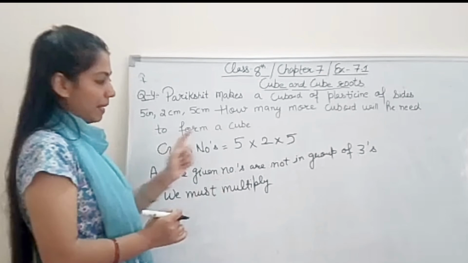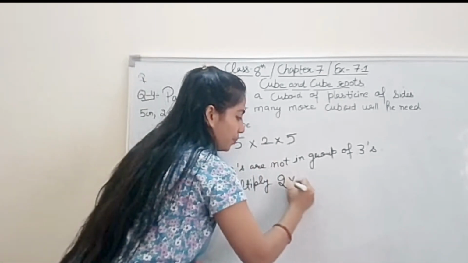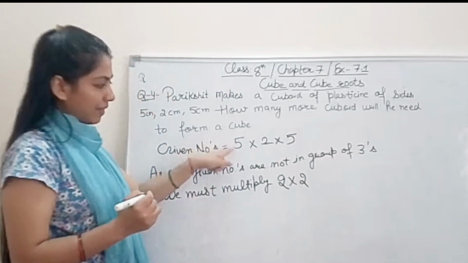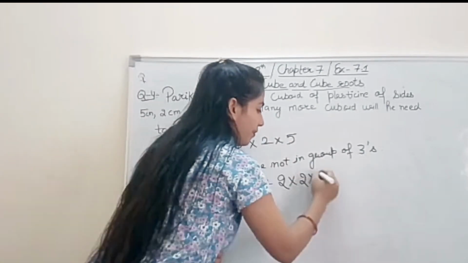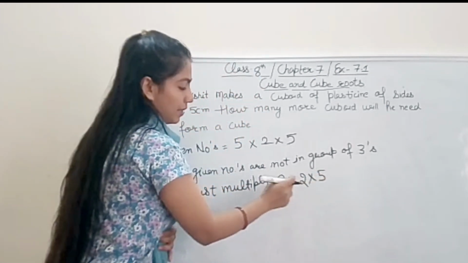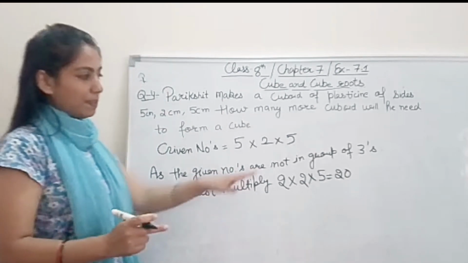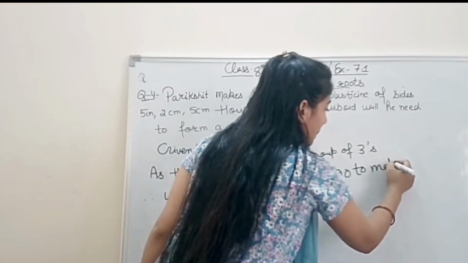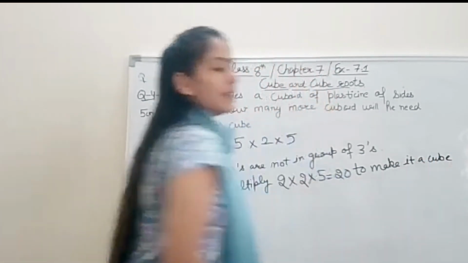So we must multiply. How many 2s are there? 1. So how many are required? 2 more. And in the 5 group, 1 is missing. So into 5. 5 twos are 10, 10 twos are 20. So we must multiply with 20 to make it a cube. Right?